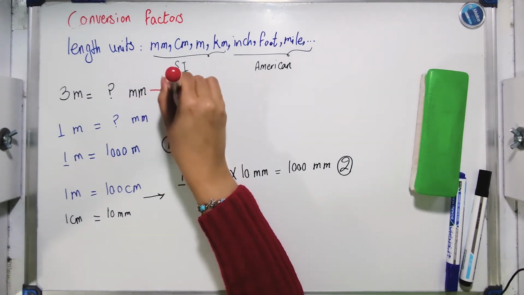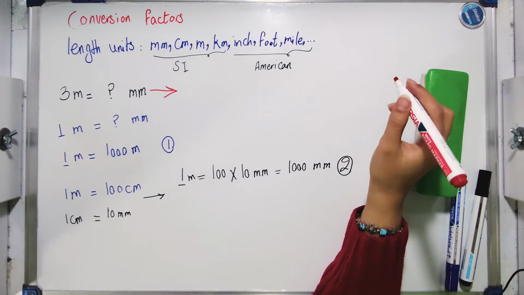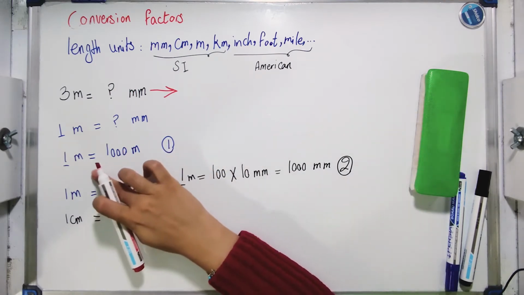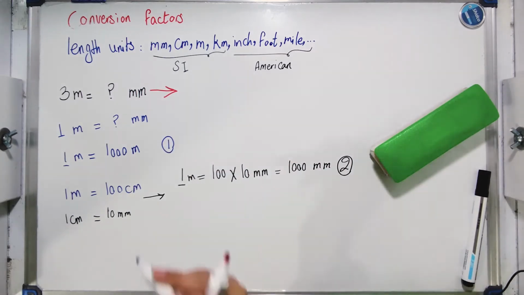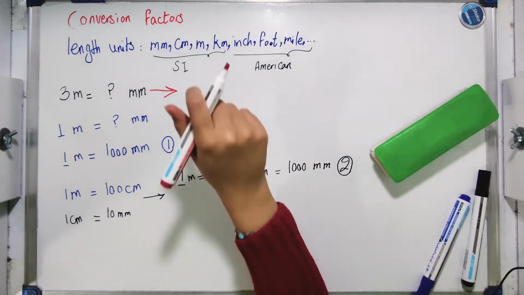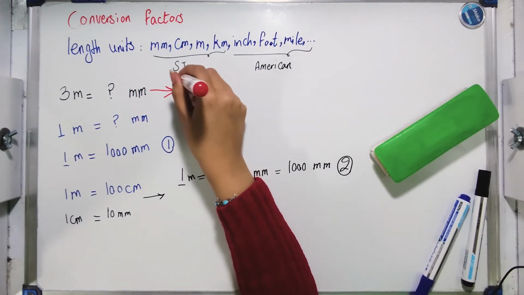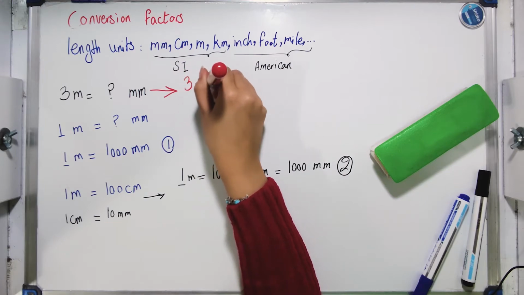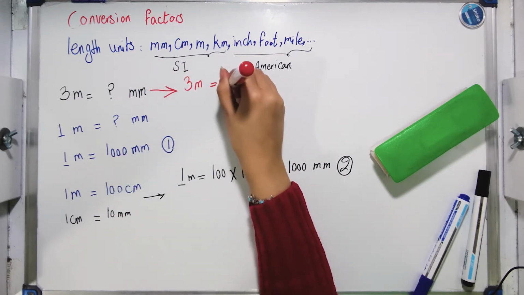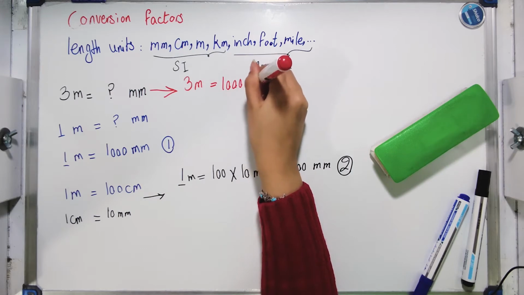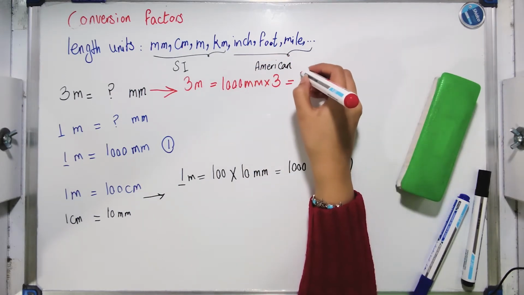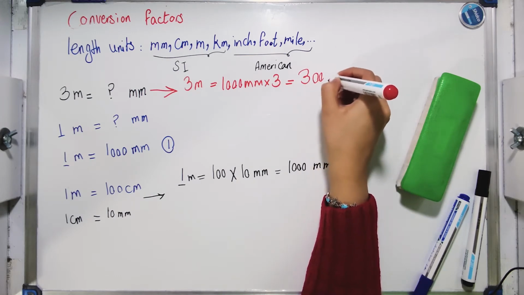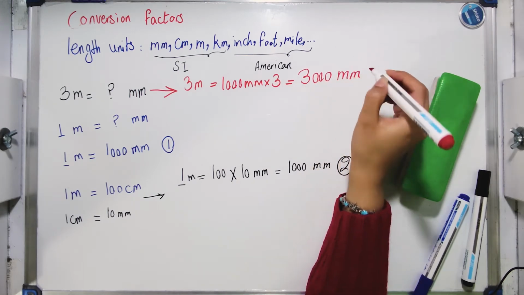So I know that. Let's come back to our example. I want to know in 3 meters how many millimeters I have. You know that in every meter there are 1,000 millimeters. So in 3 meters I have 1,000 millimeters times 3. So I have 3,000 millimeters.